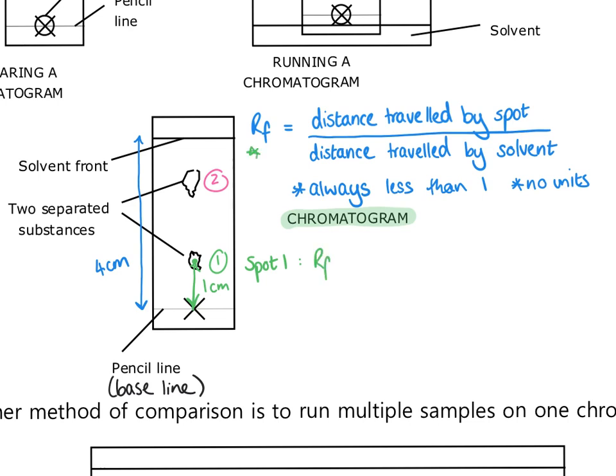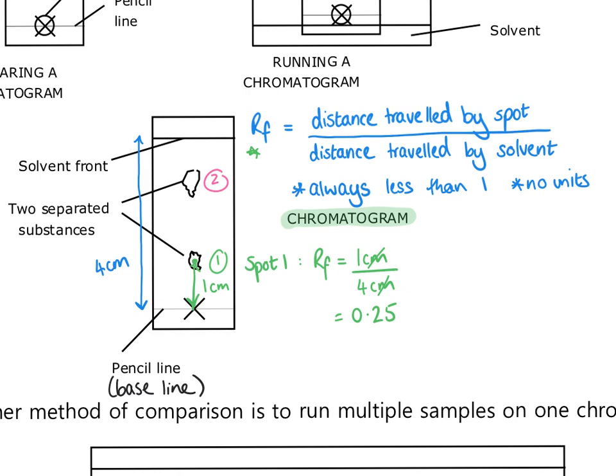Our RF value is the distance travelled by the spot, which in this case is 1 centimetre, divided by the distance travelled by the solvent, which in this case is 4 centimetres. You can see now why there's no units, those centimetres cancel out. 1 divided by 4 is 0.25. Remember, RF values are written as decimals and they're written to 2 decimal places, so that works out well for this. But if you get a big long decimal with lots of decimal places, then just round it off to 2 decimal places. So that's for spot 1.